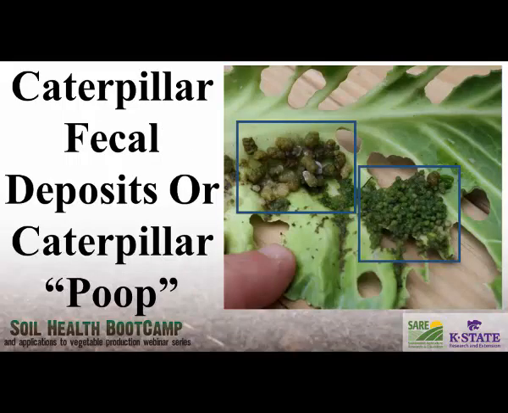This image shows different caterpillar fecal deposits, or caterpillar poop. The poop on the right is produced by an early larval instar, whereas the poop on the left is produced by a later instar larva. Note the difference in the texture of the poop.